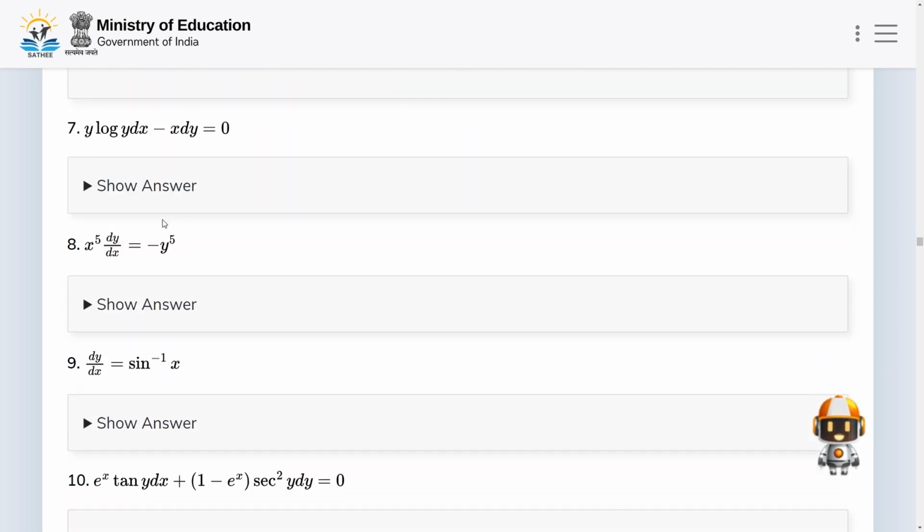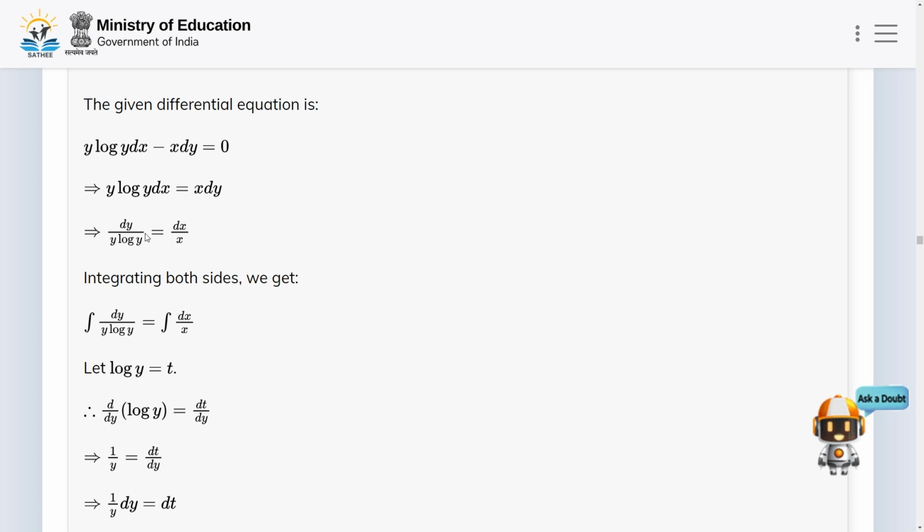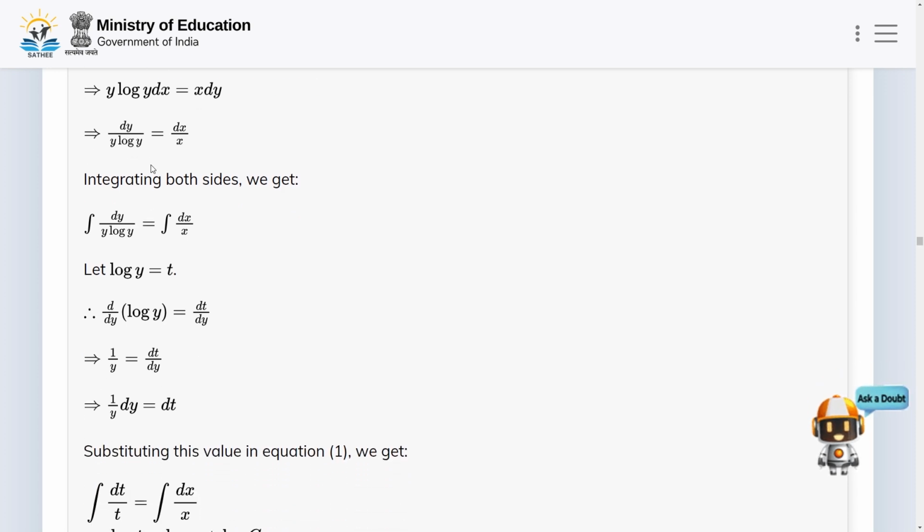Now seventh problem, y log y dx is equal to x dy. Separate them, you can easily separate. Okay, so after separation you will get dy divided by y log y is equal to dx by x. Integrating both sides, this can be solved by using the substitution method, and this can be solved just directly.